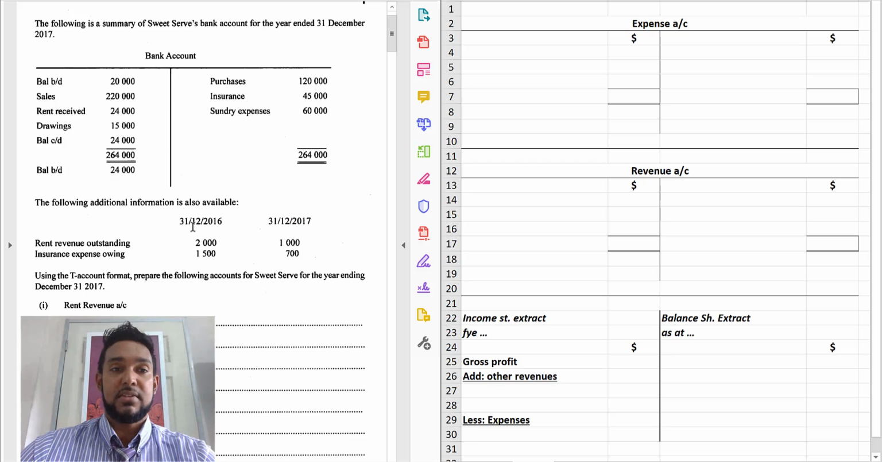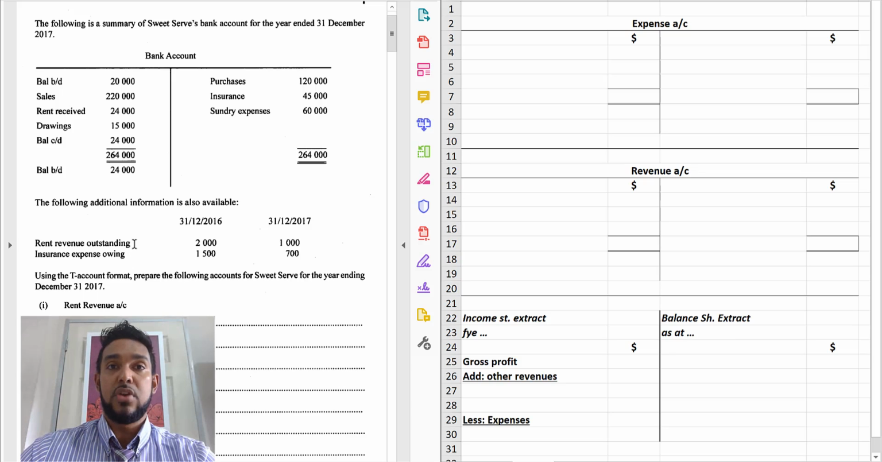So in the context of this information, this is the column for any opening balances, and this is the column for any closing balances, or balances at end. We have rent revenue outstanding at start and at end, insurance expense owing at start and at end. So both of these are accrued items. One is an accrued revenue, the other is an accrued expense. And that has implications for how we classify those things, because they will both be classified differently.